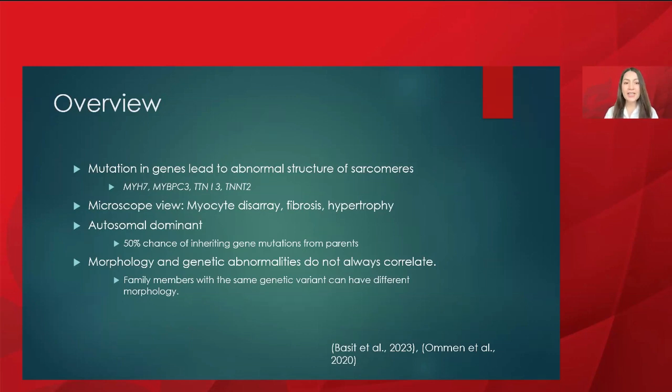Morphology and genetic abnormalities do not always correlate. So this is what makes it very difficult, and it's kind of hiding because you could have different morphology and symptoms in the same family.